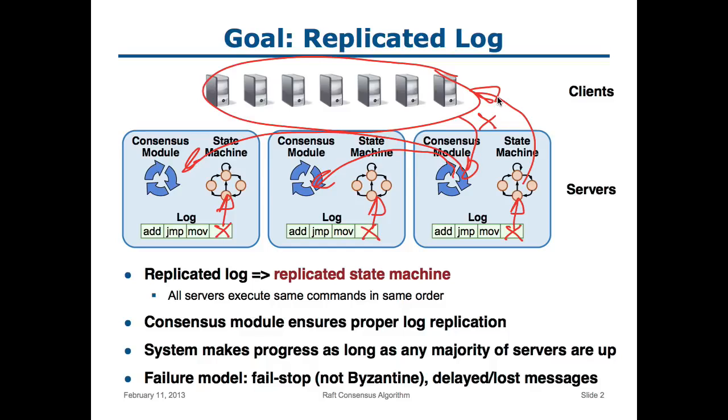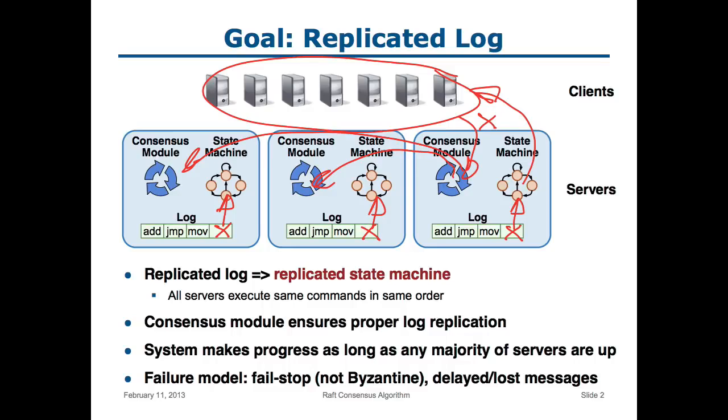Again, you can see that as long as the logs in the machines are all identical, and the state machines on the different servers execute the same commands from the log in the same order, we know they're all going to produce the same results. So it's the job of the consensus module to manage those logs, ensure that they're properly replicated, and then determine when it's safe to pass the commands to the state machine for execution.